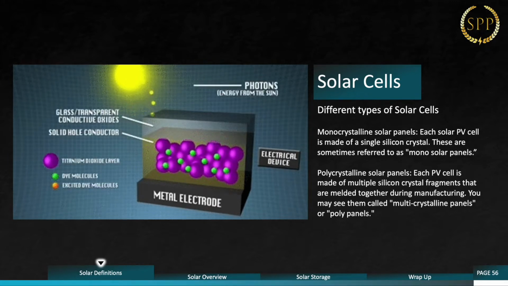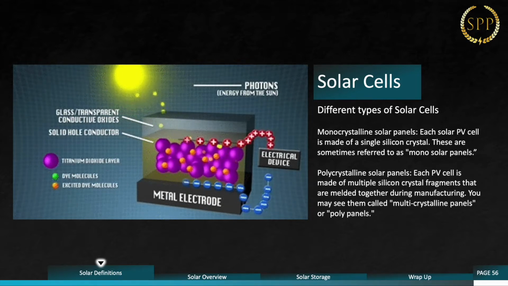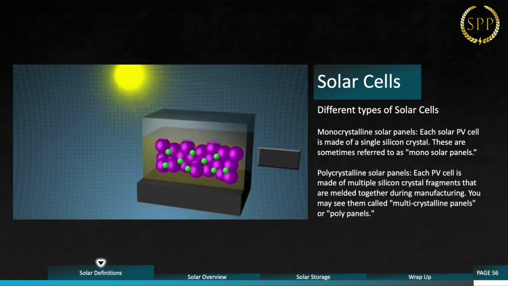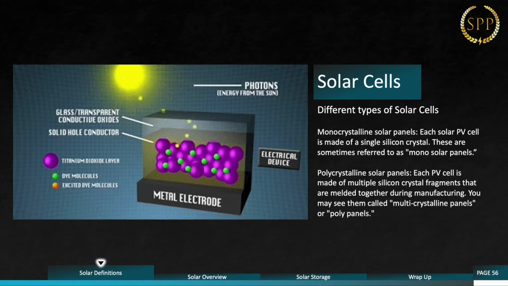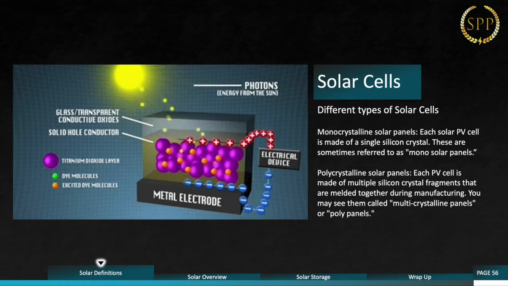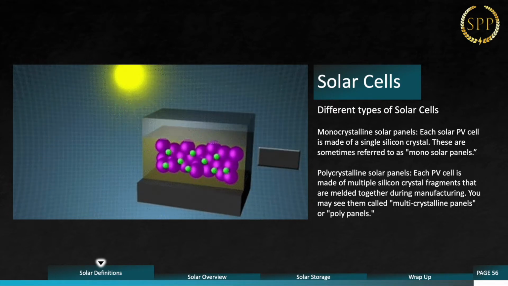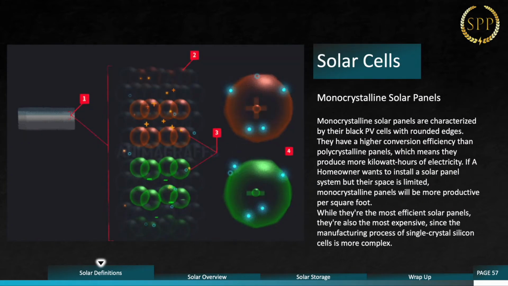On monocrystalline solar panels, each solar PV cell is made up of a single silicon crystal. These are sometimes referred to as monosolar panels. With polycrystalline solar panels, each PV cell is made up of multiple silicon crystal fragments that are melded together during the manufacturing process. You may sometimes see these referred to as multicrystalline panels or poly panels. The one I want to dive into first is monocrystalline.